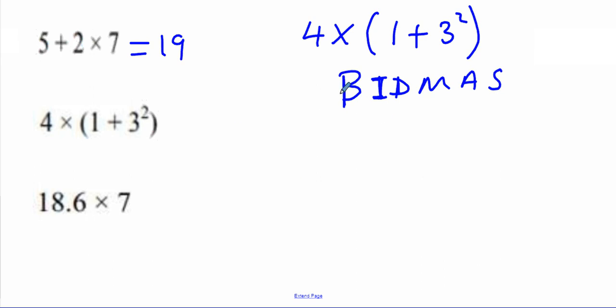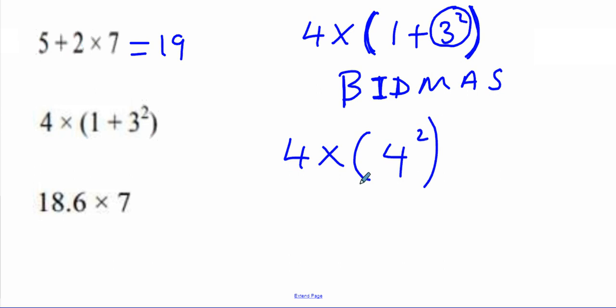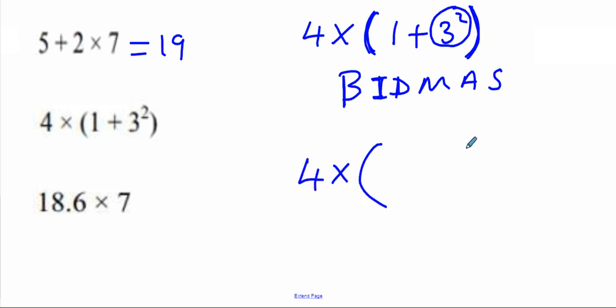Okay. Now, in this question, do we have brackets? Yes, we have brackets over here. So we have to work out the brackets first. So this is 4 times. When you check inside the brackets, we have a power. So don't do 1 plus 3 and say the answer is 4 to the power of 2. That is wrong. Okay, so what we do, inside the brackets, work out the power. 3 to the power of 2.